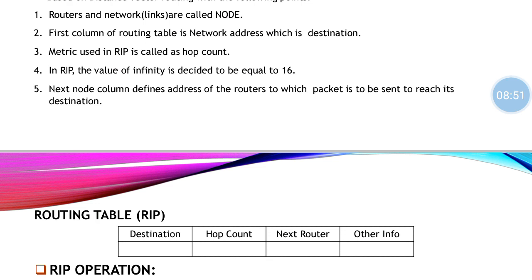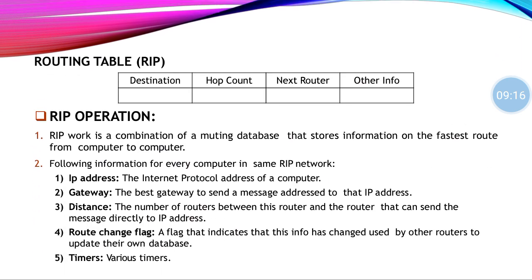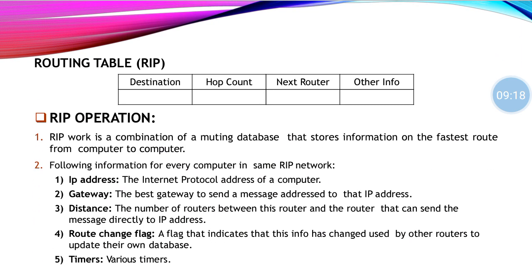The next node column defines the address of the router to which the packet is to be sent to reach its destination. Now what is the next route? That is the third column. For example, if I want to go from A to C via B, so for A, B will be the next router, for B, C will be the next router. I hope the point is clear. And the last column consists of other information which is optional. If the administrator or the machine or the protocol wants to use it, they can use it.